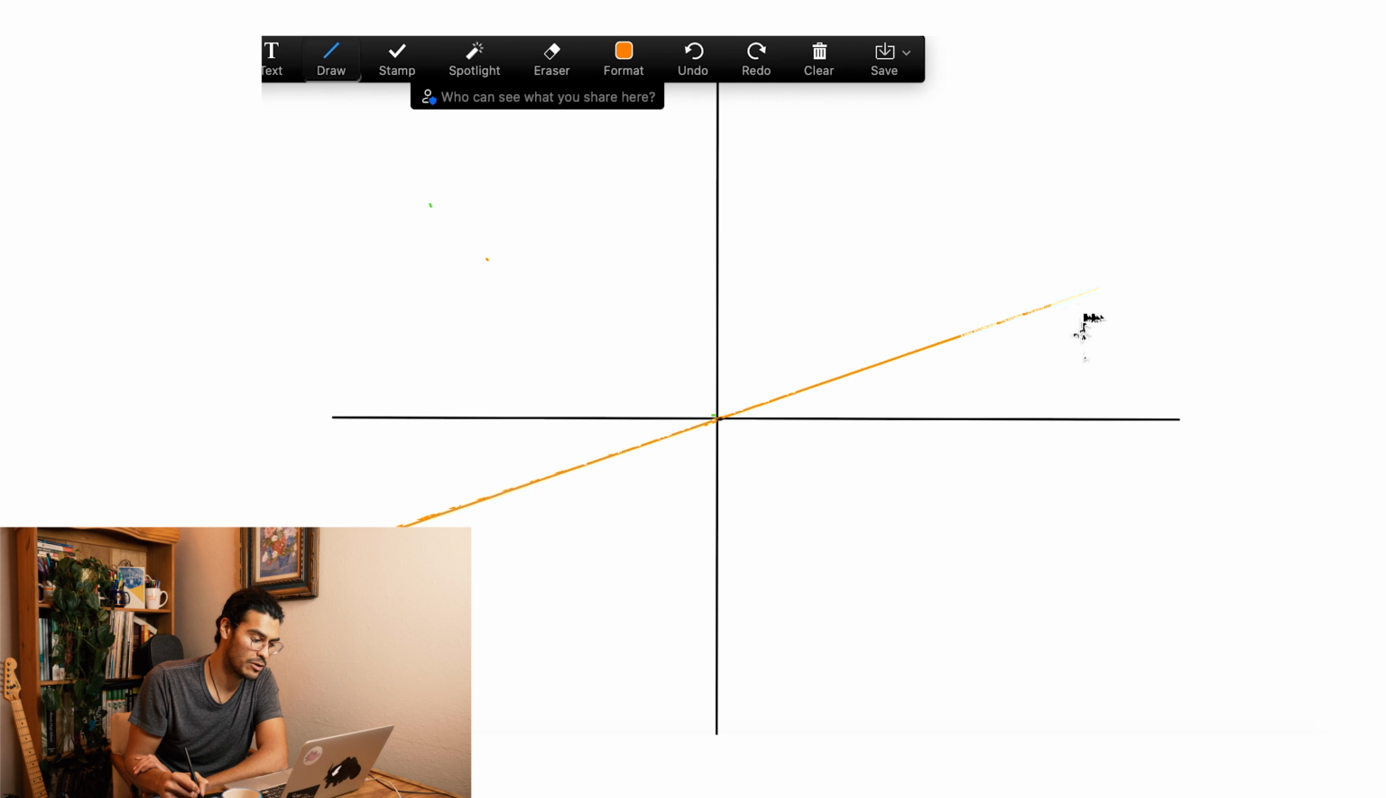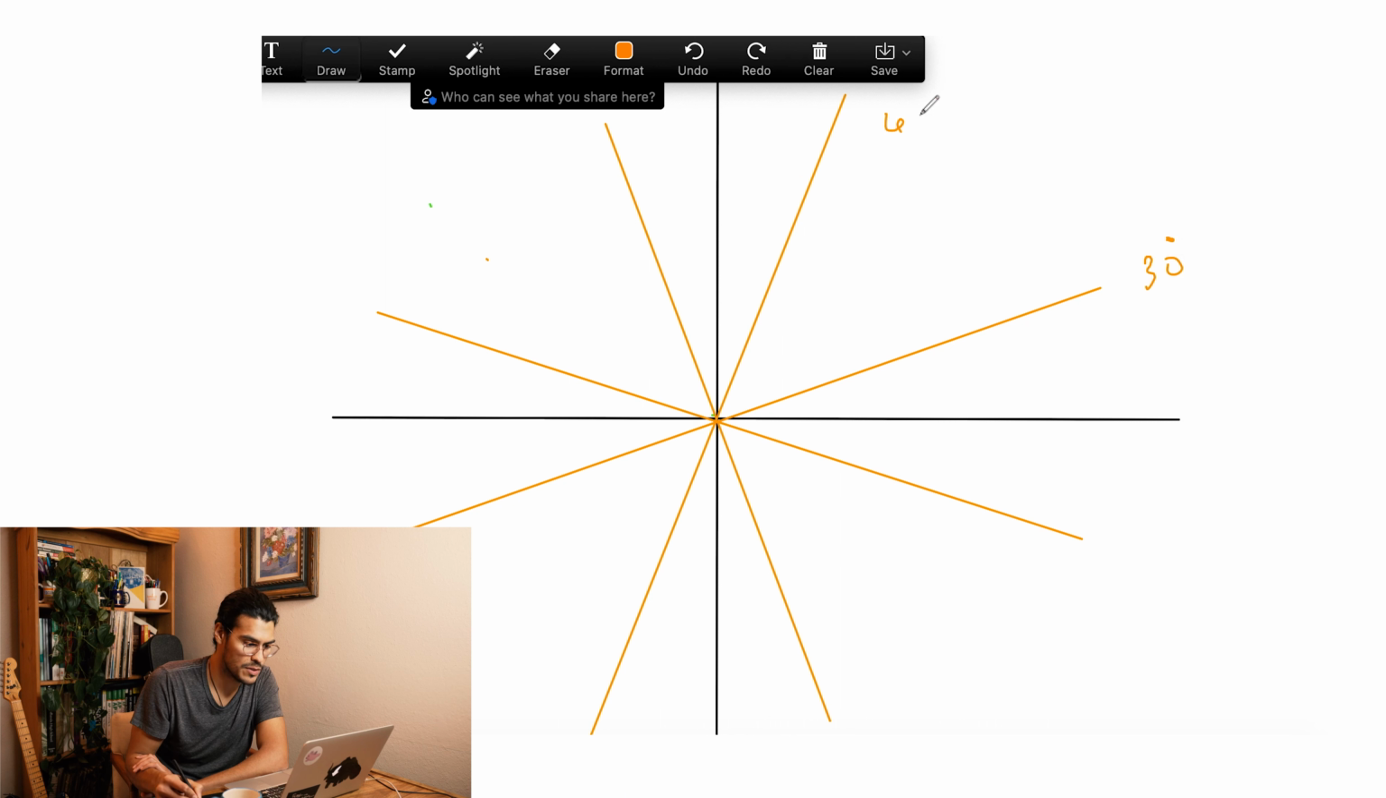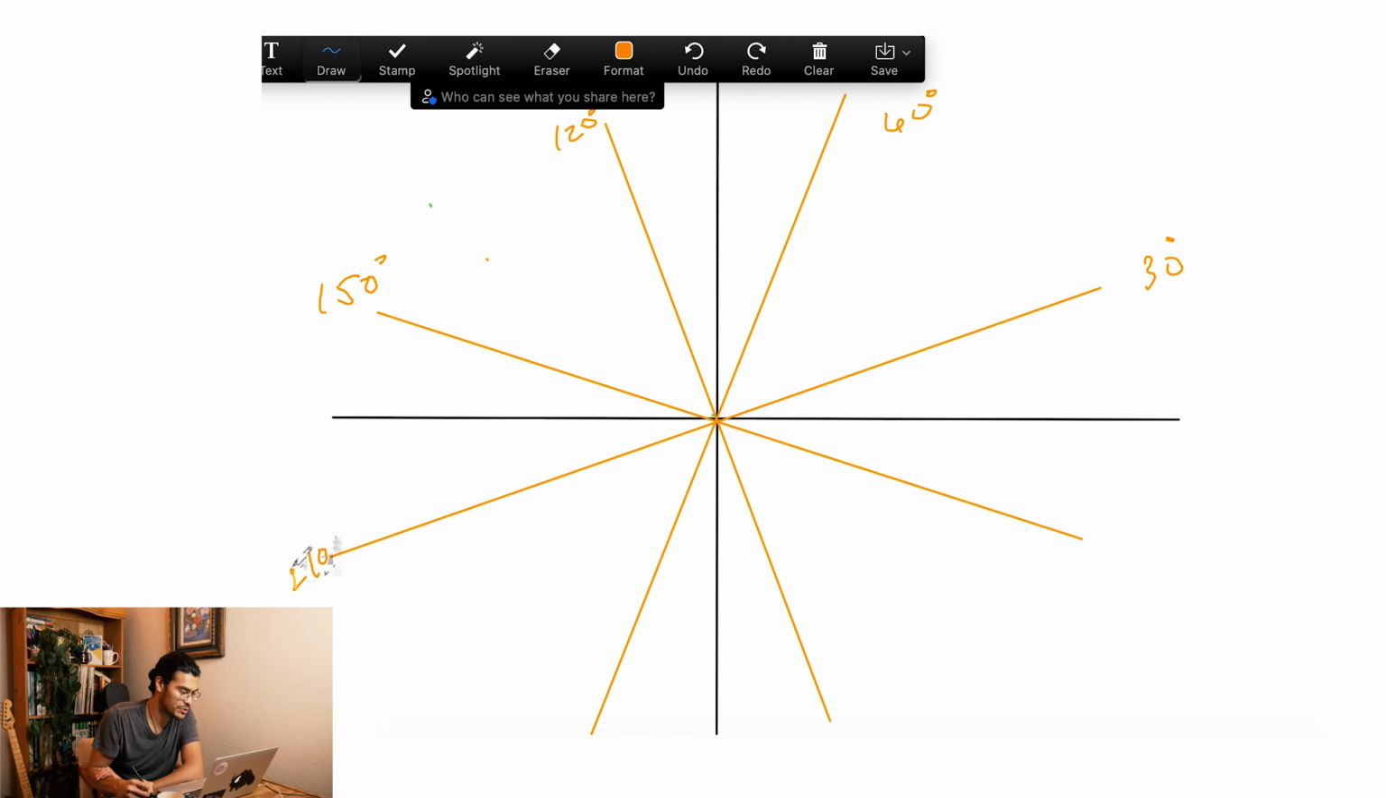Any angle that is an increment of 30 degrees: 30 degrees, 60 degrees, 120 degrees, 150 degrees, 210 degrees, 240 degrees, 300 degrees, 330 degrees. These all correspond to special right triangles, 30, 60, 90 triangles, right?